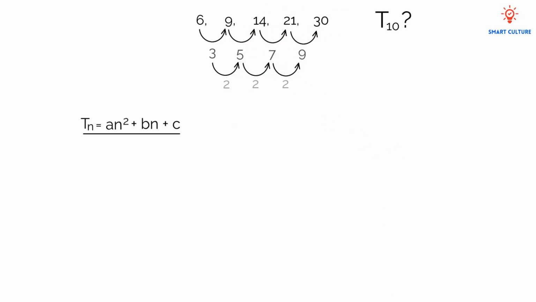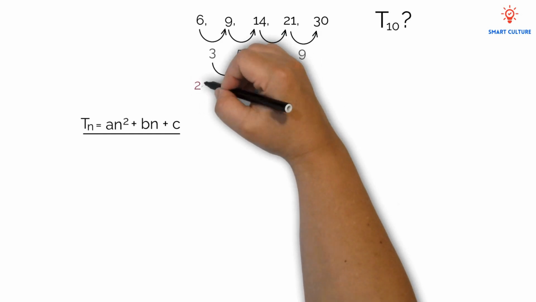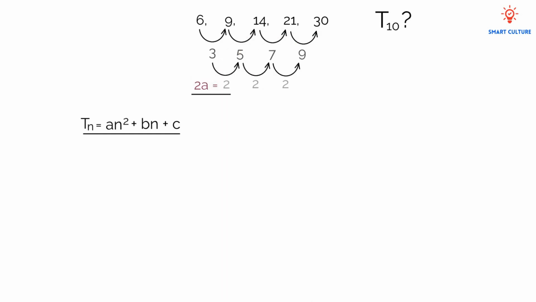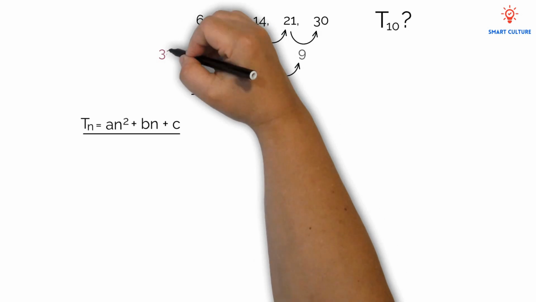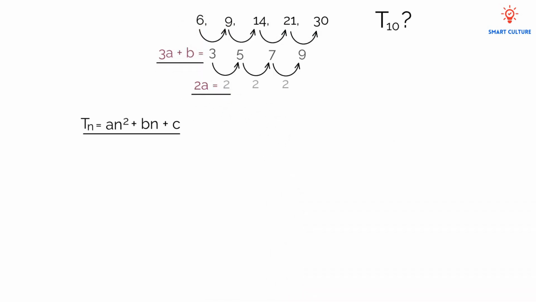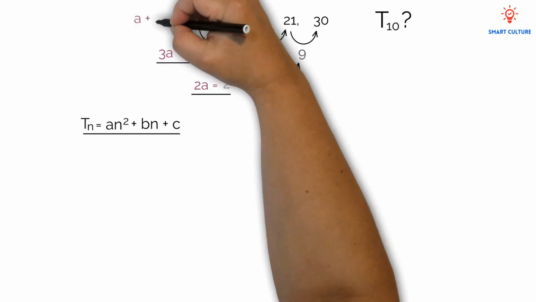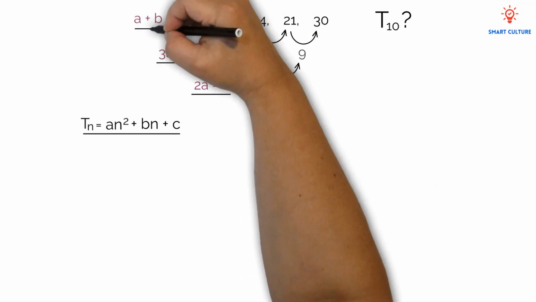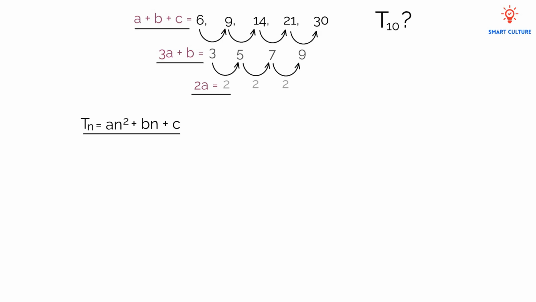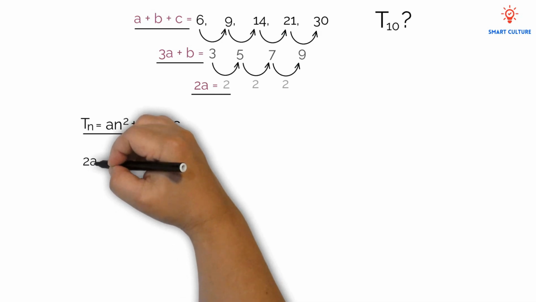So here in the line of the second differences, we'll write 2a is equal to. Here in the line of first differences, we'll write 3a plus b is equal to. And here in the line of the sequence, we'll write a plus b plus c is equal to, because we know that a plus b plus c is equal to the value of the first term.